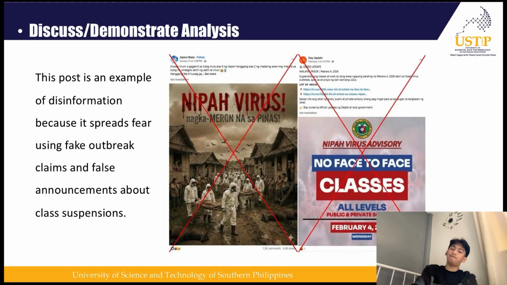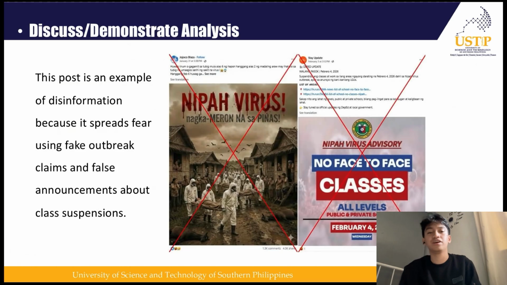Next we have misinformation. Same problem, different cause. The information is still false, but this time the person sharing it has zero intention of causing harm. They genuinely think what they're sharing is accurate. So: false information shared without the intention to harm.